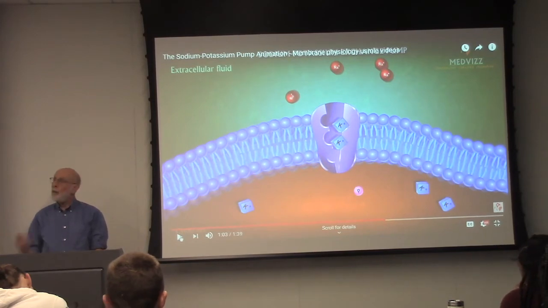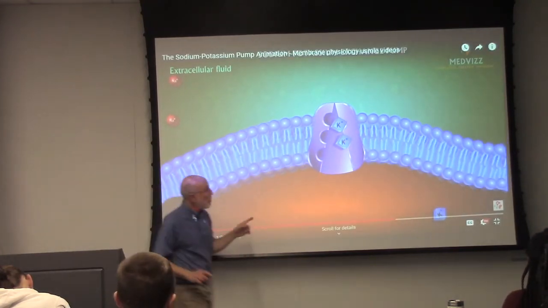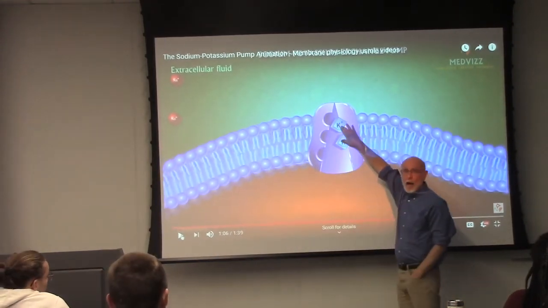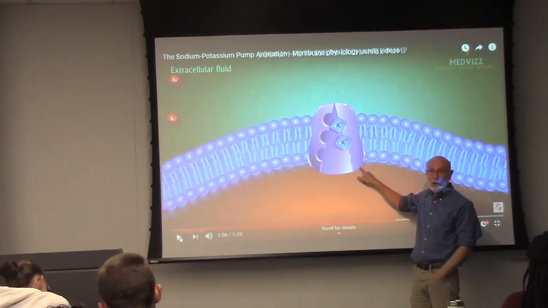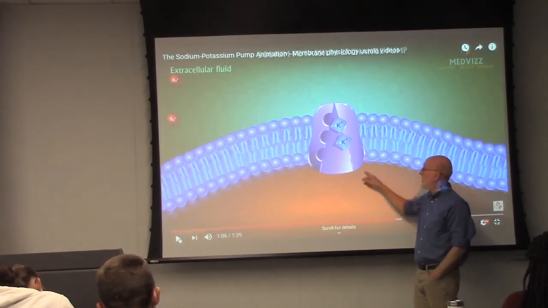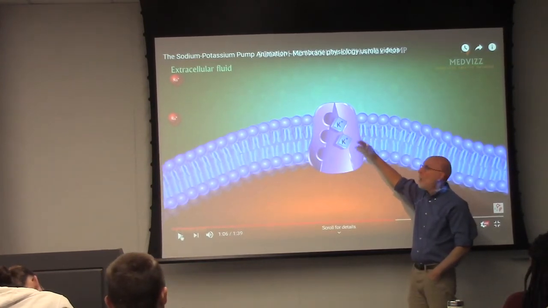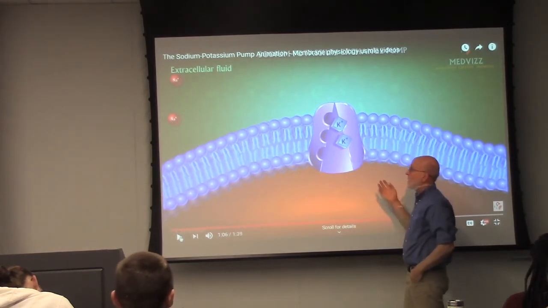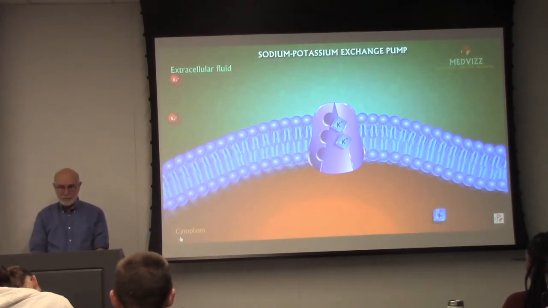initiates another conformational change. You may have noticed it went by pretty quickly. The binding of potassium initiated a conformational change in which the phosphate that was bound here, phosphorylated, dissociates, and the protein undergoes another large conformational change from outward facing to inward facing. Okay, that's a conformational change. You can predict what's going to happen next.